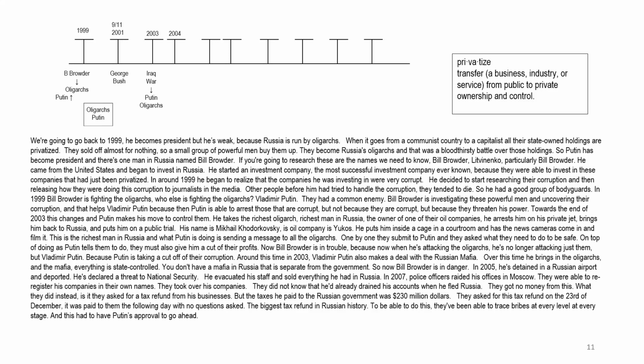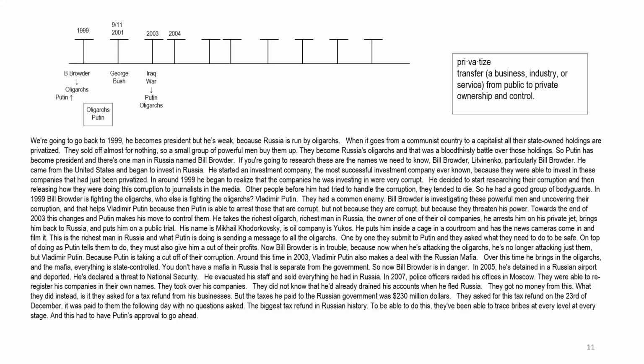1999, Bill Browder is fighting the oligarchs. Who else is fighting them? Vladimir Putin. They had a common enemy. Bill Browder is investigating these powerful men and uncovering their corruption. And that helps Vladimir Putin, because then Putin is able to arrest those that are corrupt. But not because they are corrupt, but because they threaten his power. Towards the end of 2003, this changes and Putin makes his move to control them.